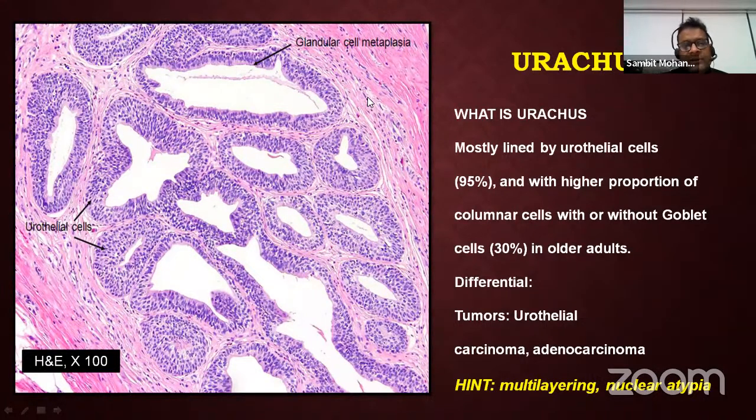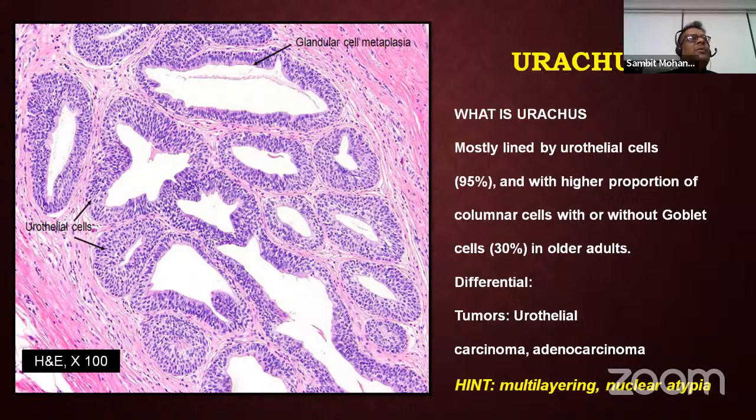And what you see are loose connective tissue, some muscle, and duct-like glandular structures, which are lined by urothelium. Sometimes you do see goblet cells within this. They look like goblet cells and urothelial cells. And urachus is an area which may undergo neoplastic transformation to urachal carcinoma.